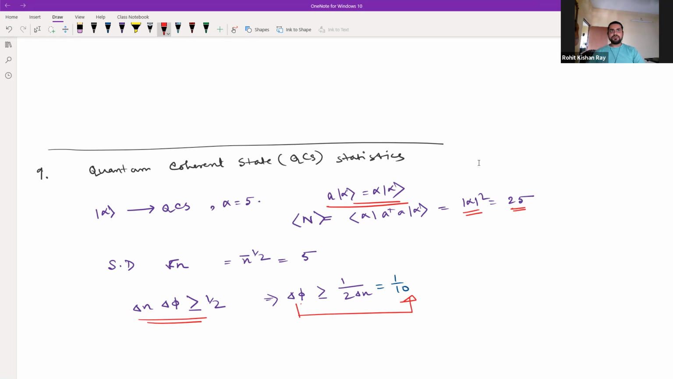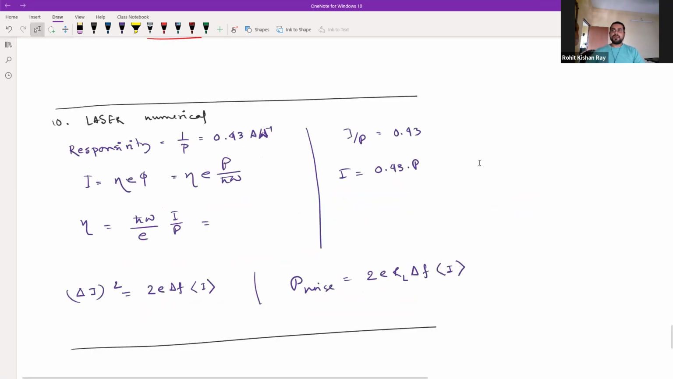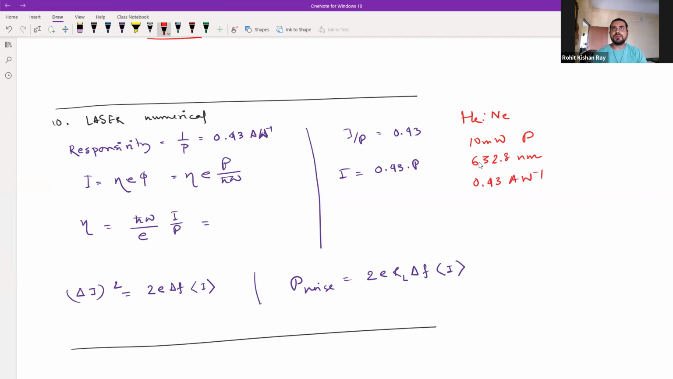Next, we have a helium neon laser, which is 10 milliwatt. This is the power, and it is operating at 632.8 nanometer wavelength, and it has a responsivity of 0.43, and a load resistance of DC.